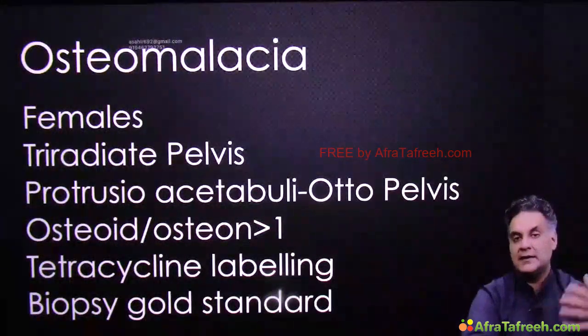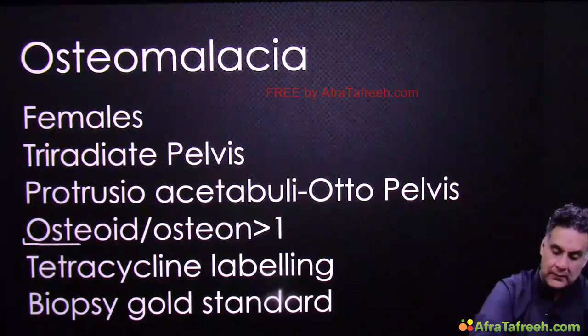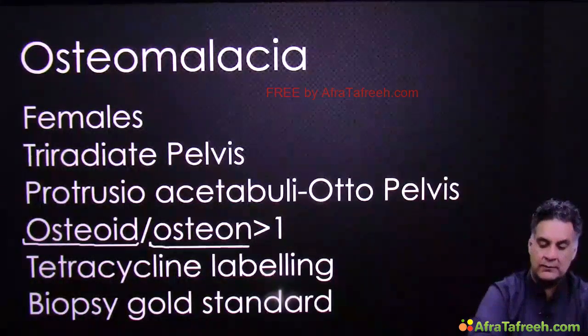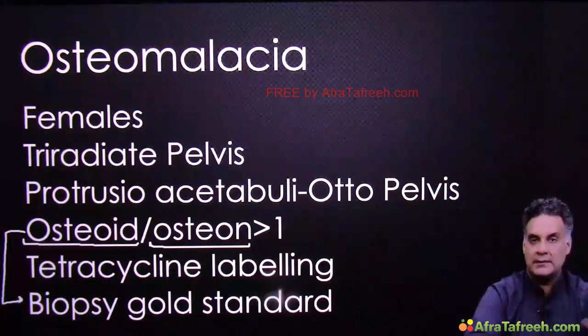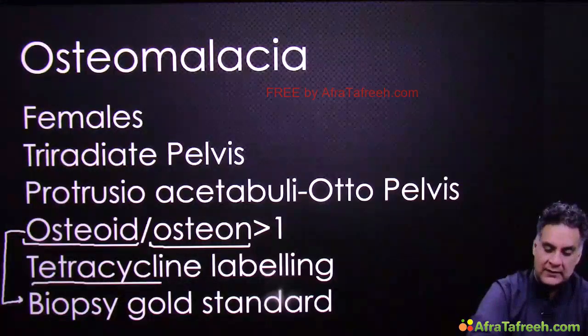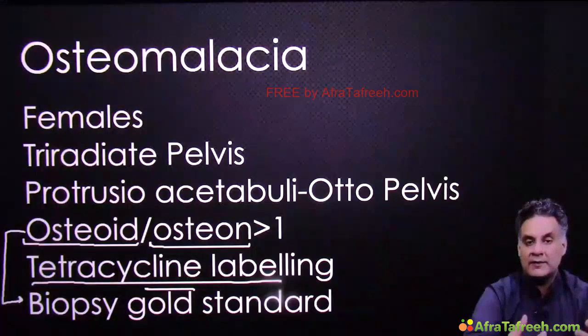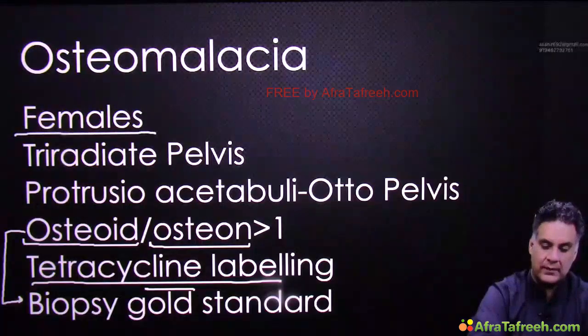Osteomalacia, adult counterpart of rickets. Osteoid, or the immature bone, is more than the mature bone. How do you prove it? Biopsy. In previous times, they were giving tetracycline labeling to figure it out. Also, when there is bone softening, it's more common in females.